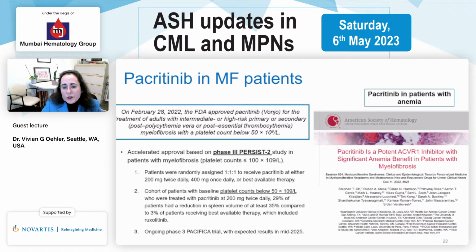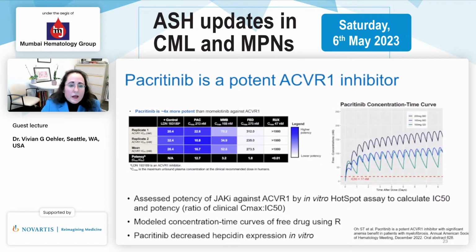So at the 2022 meeting, Dr. Stephen Oh presented data on the impact of pacritinib in MF patients with anemia. In preclinical studies, the investigators first assessed the potency of various JAK inhibitors against ACVR1, including a control, that you can see here at the left.